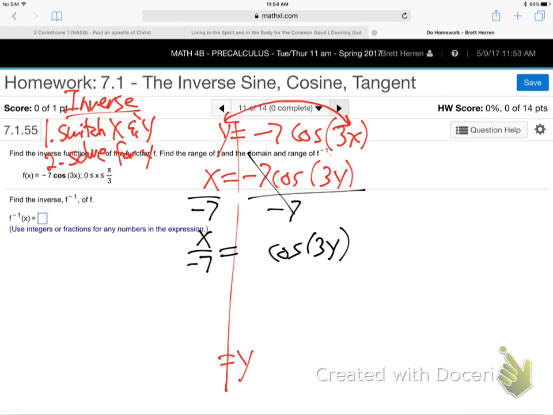Good so far? So we got one layer down. So now, next layer, we got to get rid of that cosine. How do we get rid of that cosine? Same thing, right? Just divide off that cosine. When you divide, you can just put it right here next to that minus 7. 3y is x minus 7 cosine. Good to there?